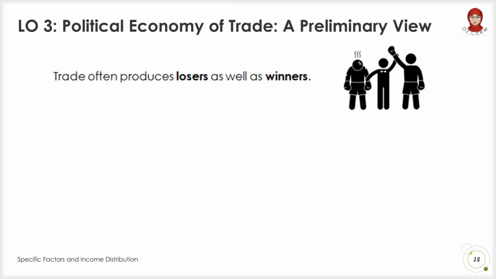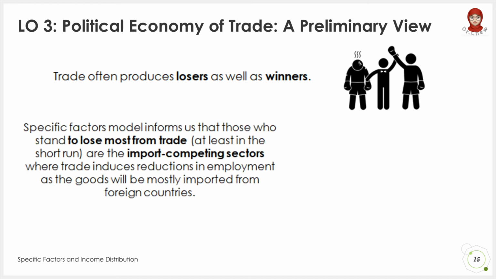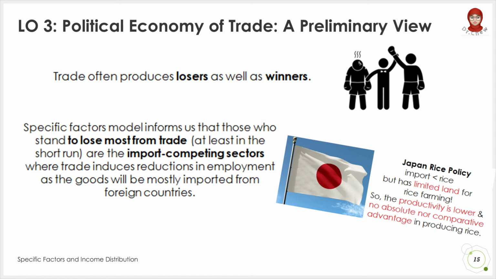Therefore, trade often produces losers as well as winners. The exporting sector will gain and the importing sector will lose most from the trade. Because of this, the government has to get involved in order to protect the import-competing sectors, such as the Japan rice policy. We will have a specific lesson on these issues later, the political economy. However, for today's lesson, we just have an overview of why the government has to get involved in trade.